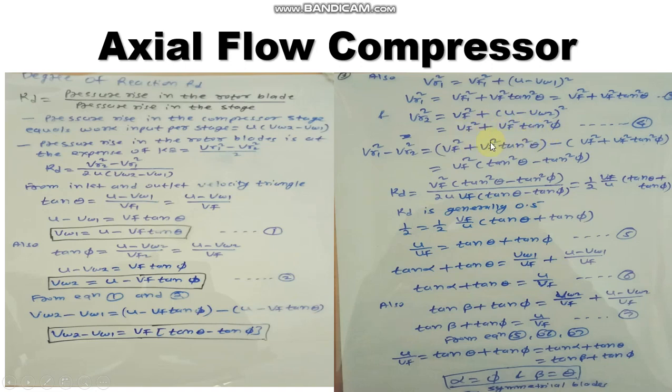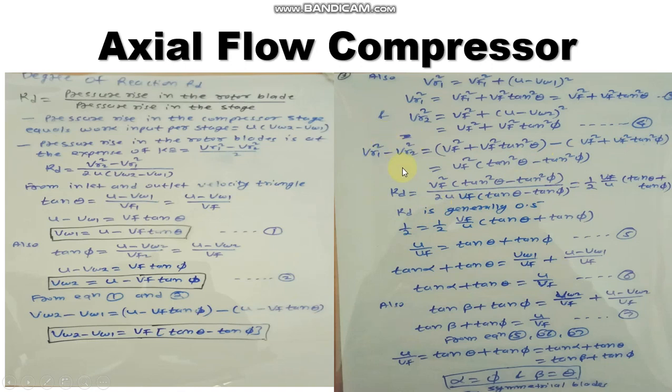this is square. Now what we want is VR1 square minus VR2 square. VR1 square minus VR2 square, that is, by mistake I wrote VR2. So VR1 square minus VR2 square is equal to this. Put these values here, put the value of VR2 here. And Vf1 square is cancelled. By solving this, we will get Vf square times (tan square theta minus tan square phi).